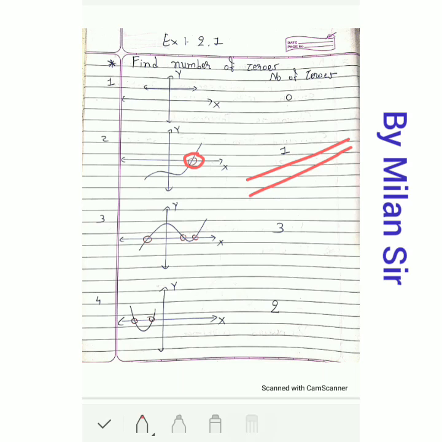In question number 3, total 3 intersection points of graph with the x-axis. That's why our answer is 3. Question number 4, there are 2 intersection points of graph with the x-axis. That's why number of zeros is equal to 2.